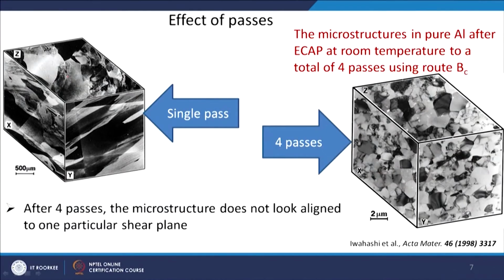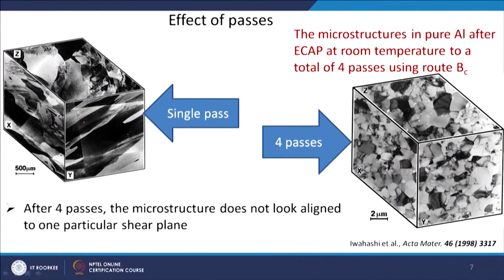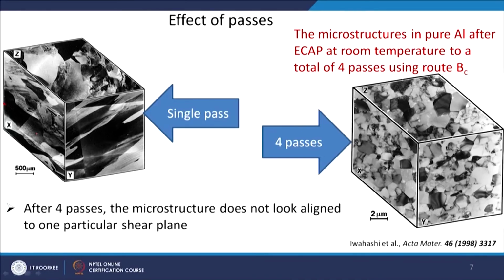In the Z plane, all the grains look compressed, more or less equiaxed and compressed. In the X plane you can see the elongated grains in this direction, because there you see the shearing taking place in the Y plane, so these grains are getting elongated in this way. But the important one is this particular Y plane, where because of shearing you have grains aligned in the direction of the shear plane.